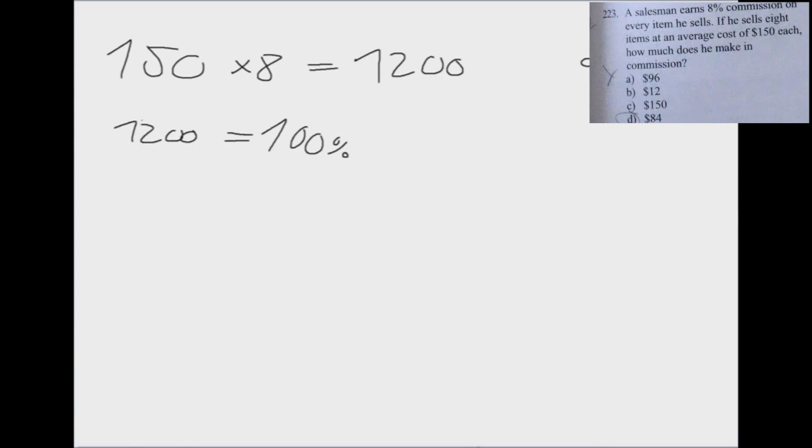So we do the same on the other side with our 1,200. First we take the 1,200 and divide by 100, which is 12. Then we do not need 1%, but we need 8%. So we have 12, which is 1%, and we multiply it by 8, and we get 96, which is 8% of 1,200. So the answer here is A, $96.